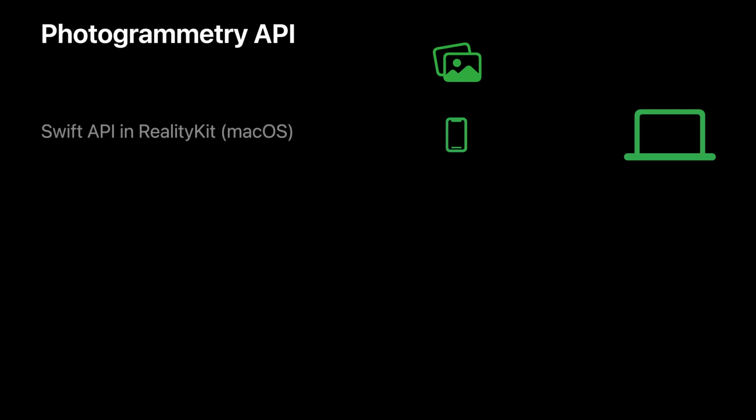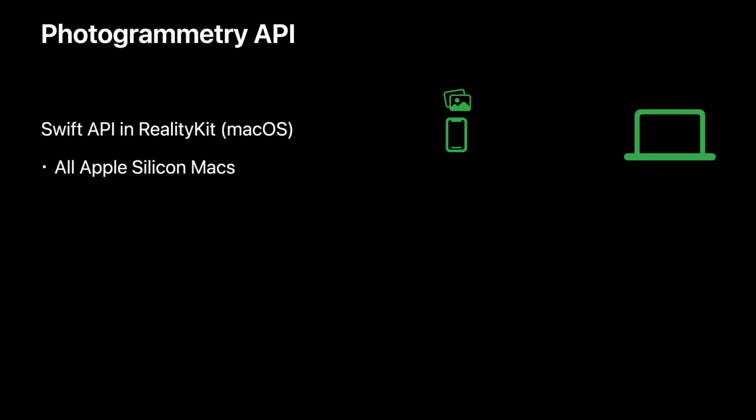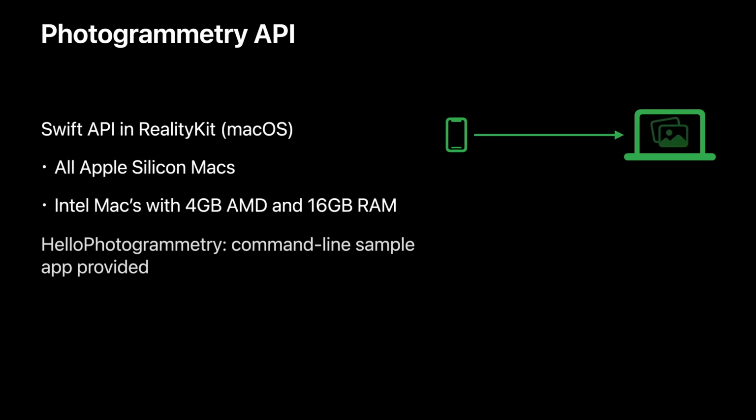Once you have captured a folder of images, you need to copy them to your Mac, where you can use the Object Capture API to turn them into a 3D model in just minutes. The API is supported on recent Intel-based Macs, but will run fastest on all the newest Apple Silicon Macs, since we can utilize the Apple Neural Engine to speed up our computer vision algorithms. We also provide Hello Photogrammetry, a sample command line app, to help you get started.